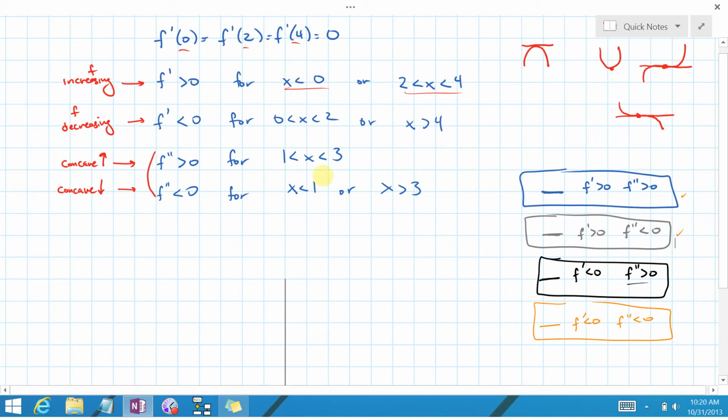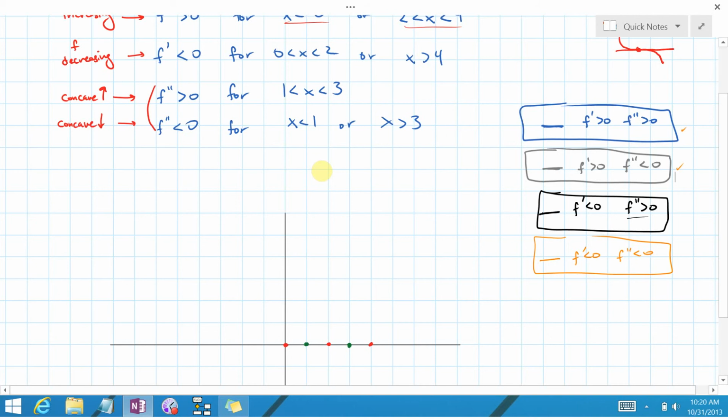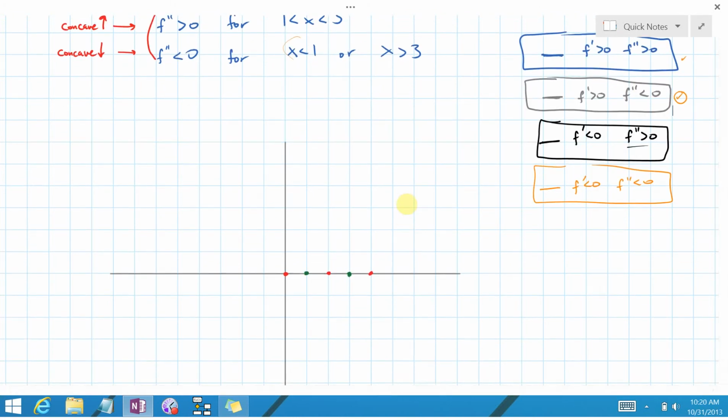Alright? But what is my f double prime doing? Well, when x is less than 1, so in particular when x is negative, it's less than 0, I know f double prime is negative. So I'm actually in this situation here. So I should be drawing things in gray. So I could take my gray pen and just kind of, and I guess I'll do it.